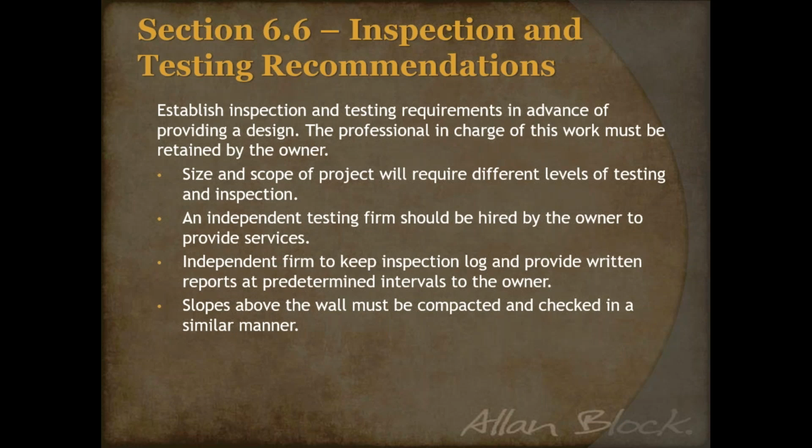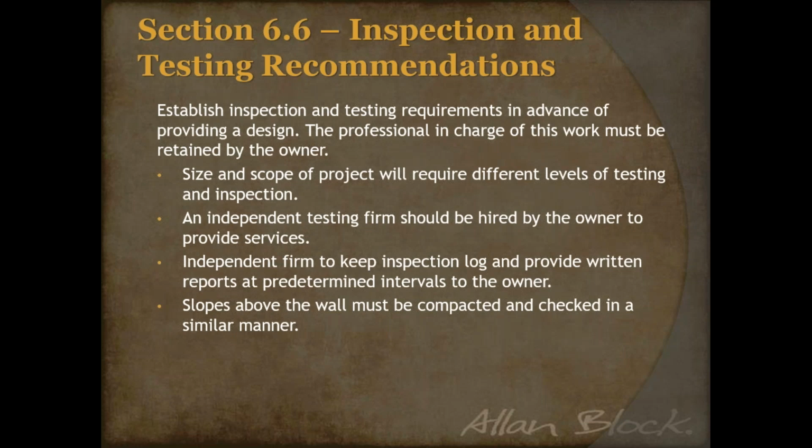The last point under 6.6 is inspection shouldn't stop just when the wall stops. If there are any slopes above this wall, we have to make sure those slopes are being compacted at the same time, following the same requirements, whether it's the 95% standard Proctor or modified, whatever it is, and that the grading contractor doesn't just throw loose material above this wall. We've seen where that loose material has settled and maybe even bulged the top portion of that wall because you have that isolated pressure on top.